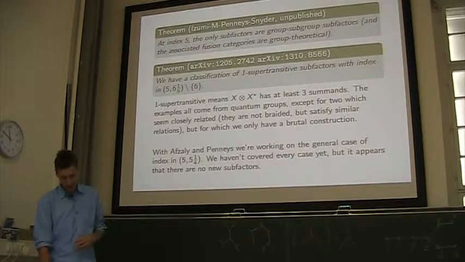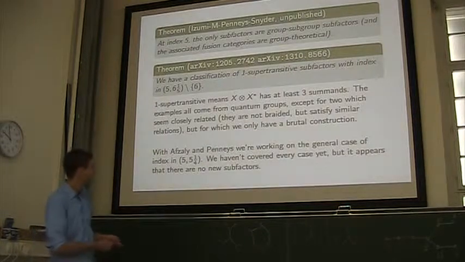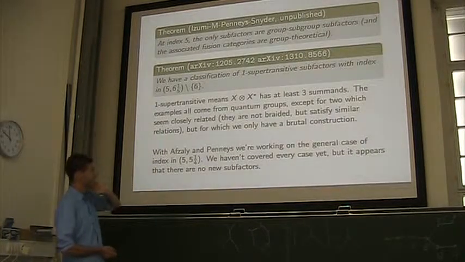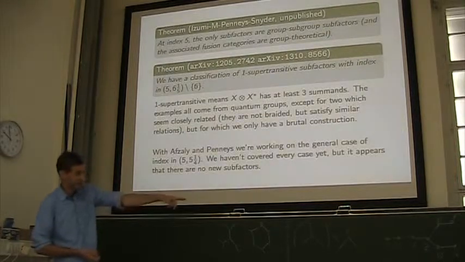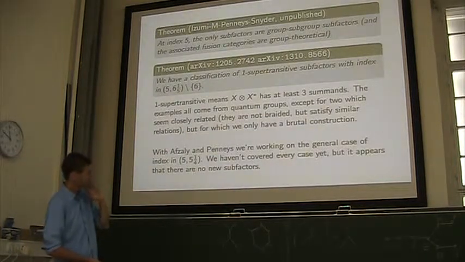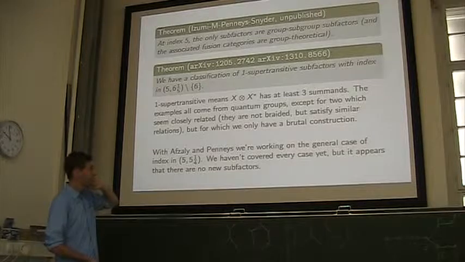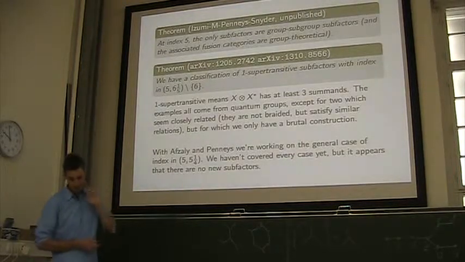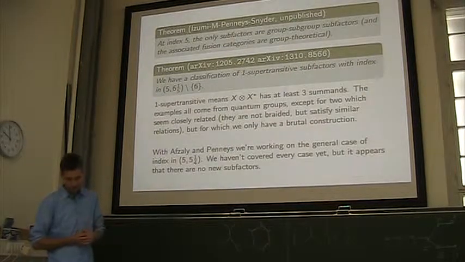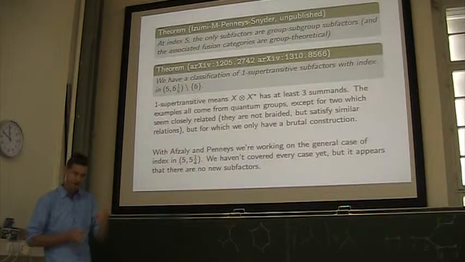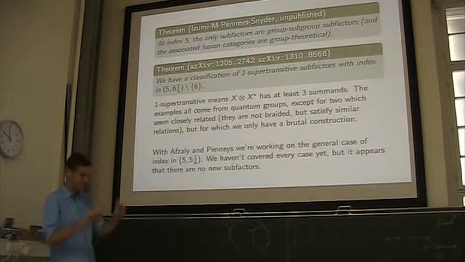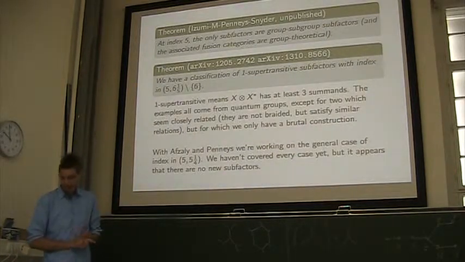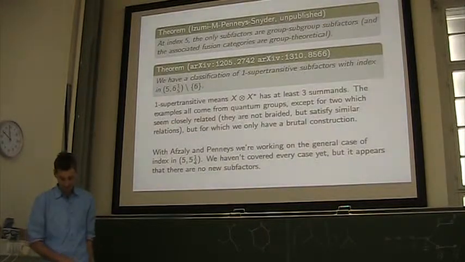We have some classifications of 1 supertransitive subfactors. 1 supertransitive just means that x tensor x dual has at least 3 summands, unlike in this example I had over here. And the examples turn out pretty boring, in the sense they come from quantum groups, except for 2 of them, which are a little bit strange. They have the same fusion rules as some things coming from quantum groups, but they're not graded, they satisfy a grading of the funny phase factors, and we don't have a good sense of where those fusion categories come from. We only have a really nasty construction of them at this point.